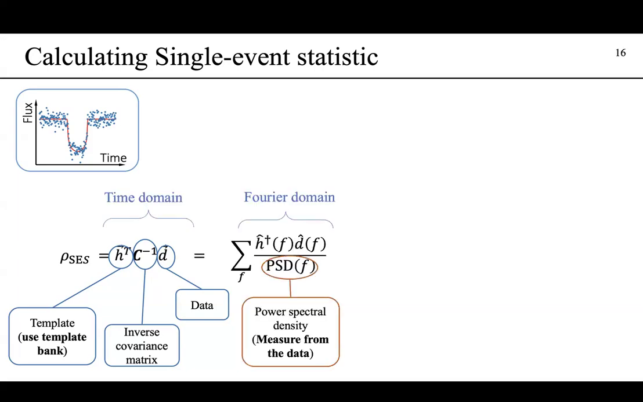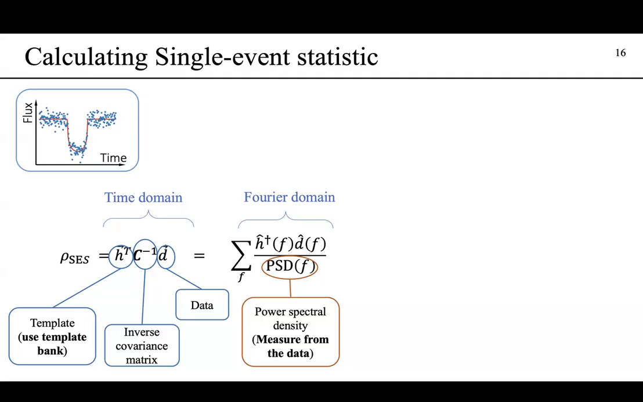Why does it work in this way? It is easiest to understand if you go to the Fourier domain. It is like an inner product between three components. You go to the Fourier domain, it is exactly the same, but in a different basis. You have your template, your data, but instead of the covariance matrix, you now have the power spectral density, which is basically the power of the noise at every frequency. And this formula tells us why we need the weight of the inverse covariance matrix. It is because different frequencies have different amounts of noise in them, and we have to account for it using a weight.